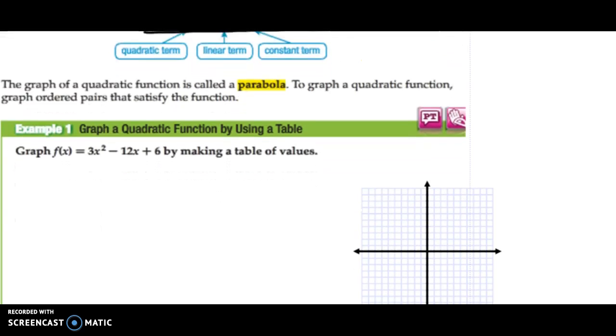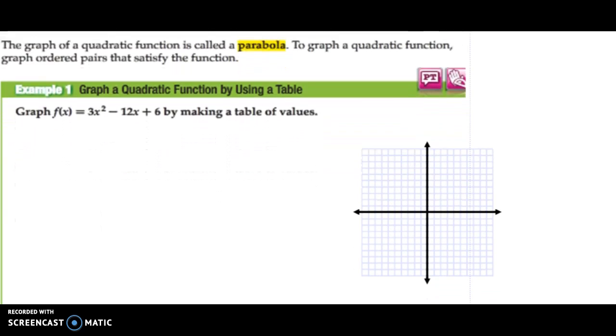Now, when you graph quadratics, they form what's called a parabola. Okay? And a parabola is a math word that essentially means it's equal on one side of your axis of symmetry as it is on the other. Okay? And we can do this a couple different ways. One of the easiest ways to graph a quadratic function is by making a table of values.